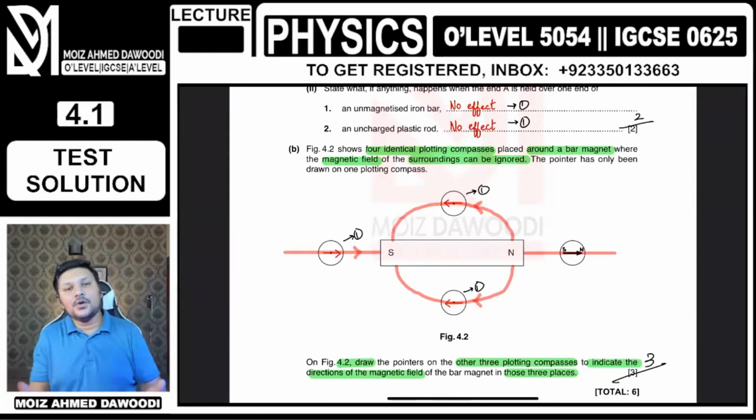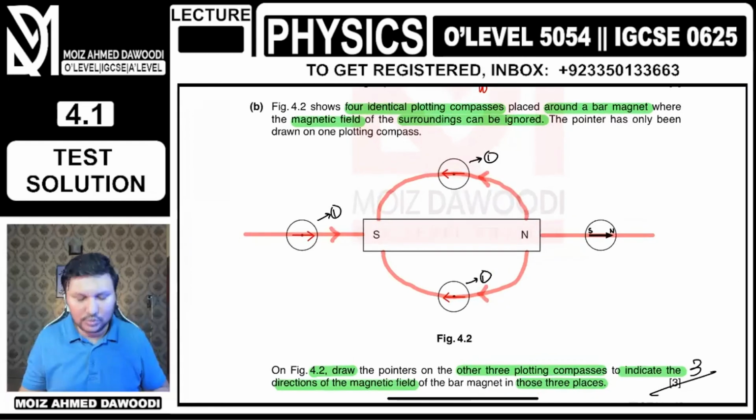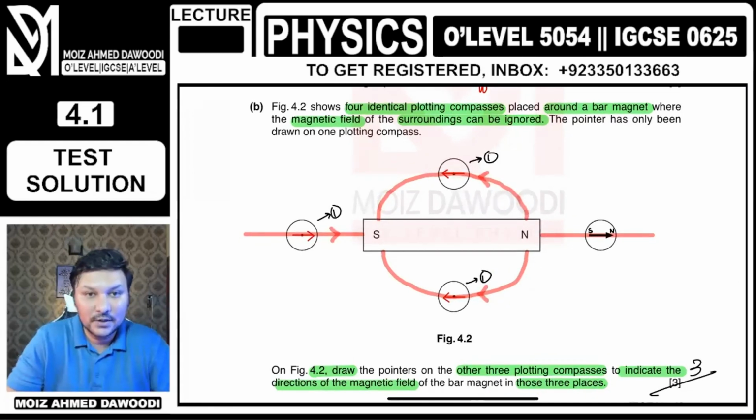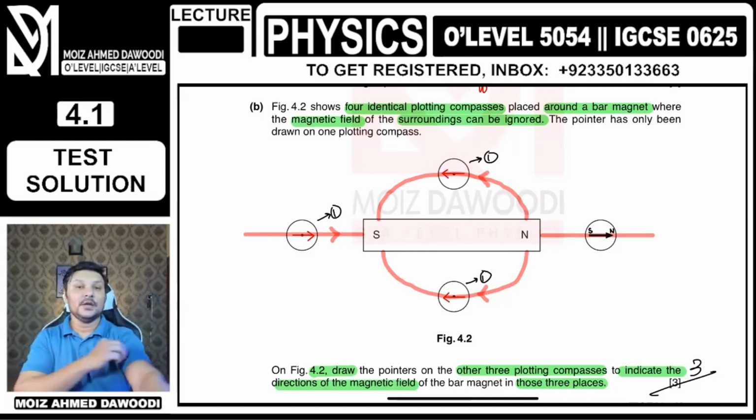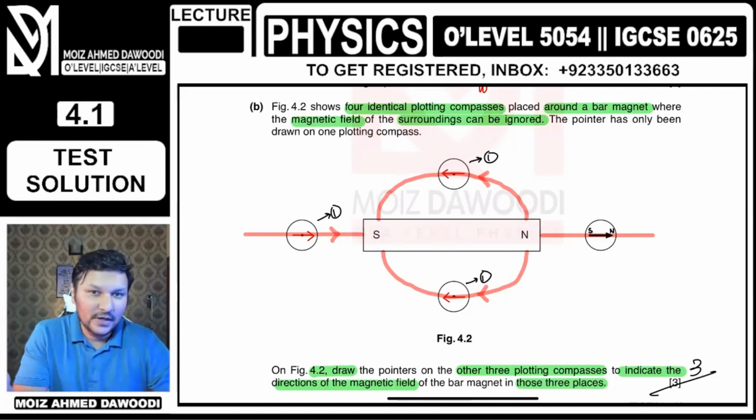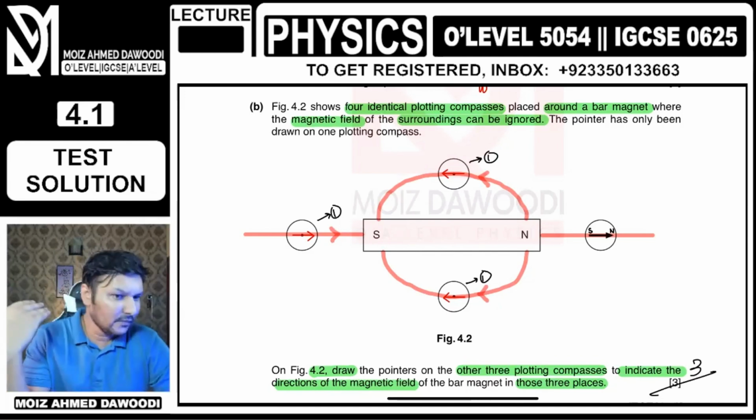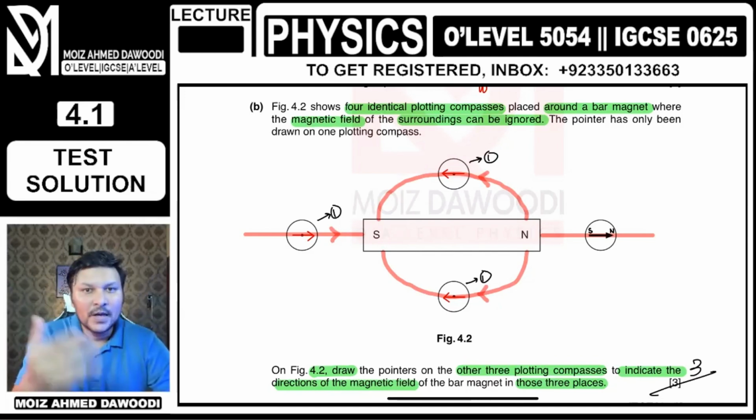And this is the whole walkthrough, or solution, of the first test we have already conducted. So I hope you have your concepts clear. If you have any question, any ambiguity, any query, it must have been resolved. If you still have a question, you can message me on WhatsApp and we can discuss that part.